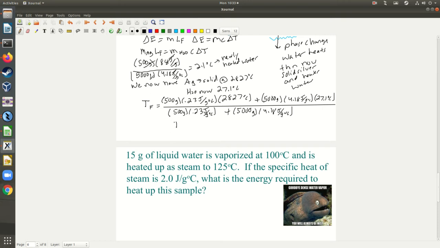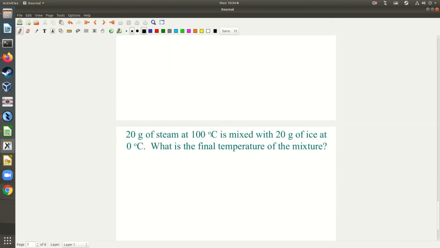So the final temperature is 42.4 degrees Celsius. Okay, that doesn't seem very high, but you have 5,000 grams of water and only 500 grams of silver. Plus, water's specific heat is so much higher. It makes sense. If you've ever watched smiths dropping molten things into water, the water steams up a bit, but it's not going to start boiling or anything crazy like that, because we have so much more water.